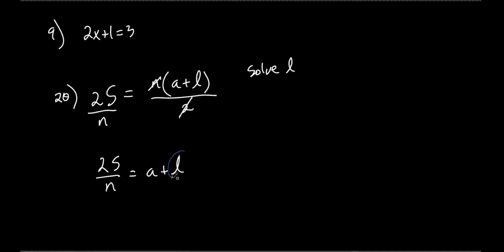I'm going to solve for L. Got to get that by itself. One more step and we're done. What's the step? Subtract what? Right, it's not divide by A because A is being added to this, okay? So we subtract an A from both sides. You know that'll cancel out.